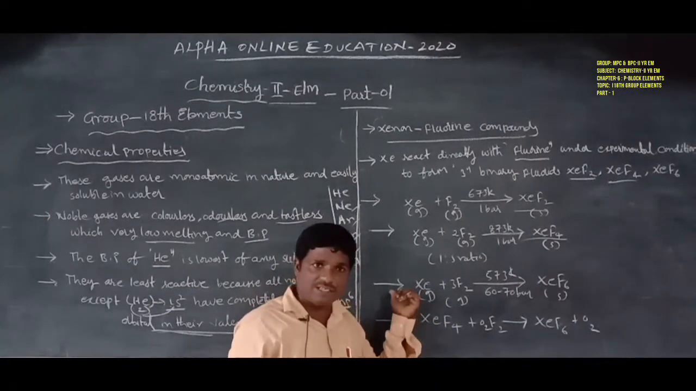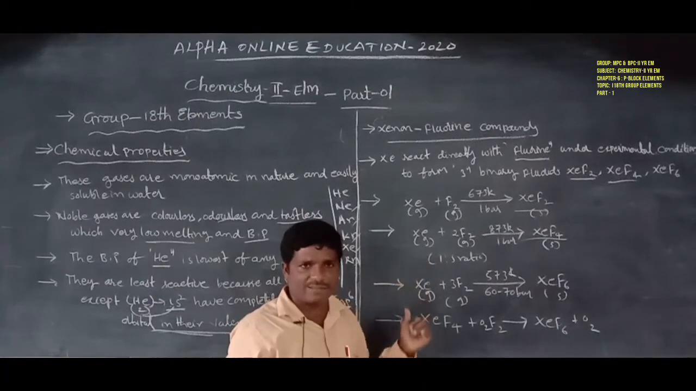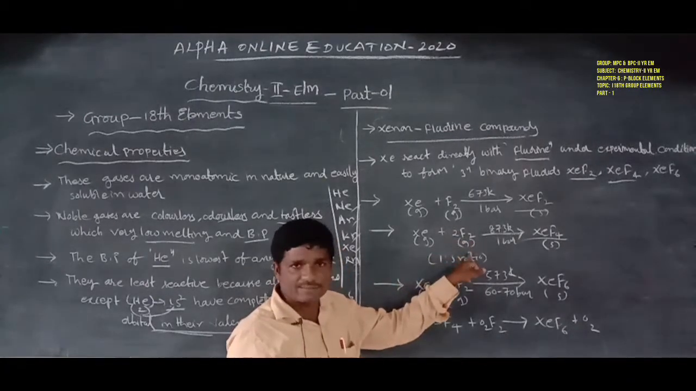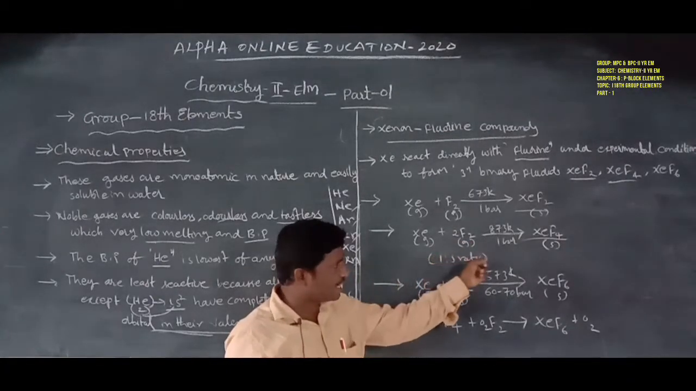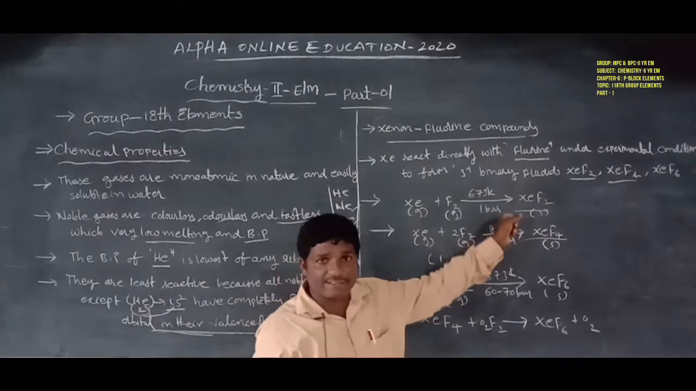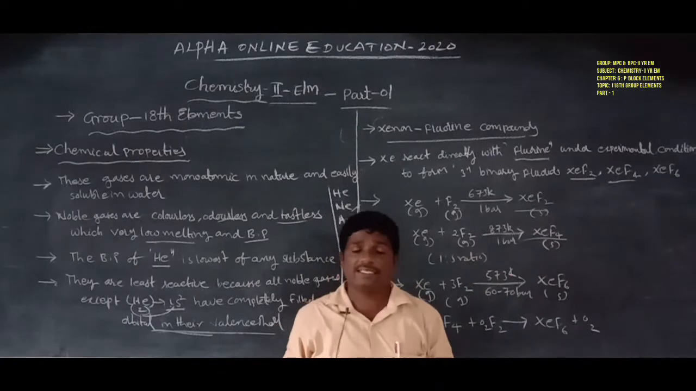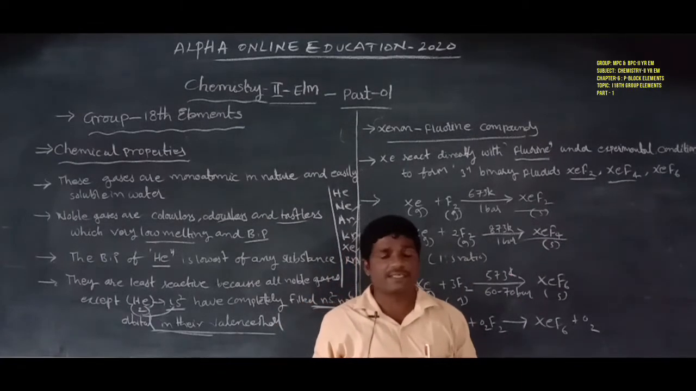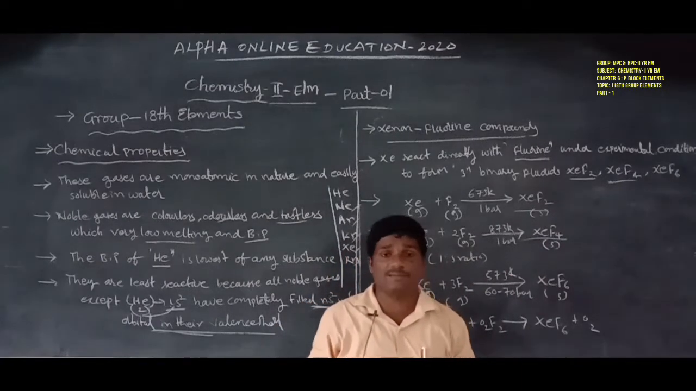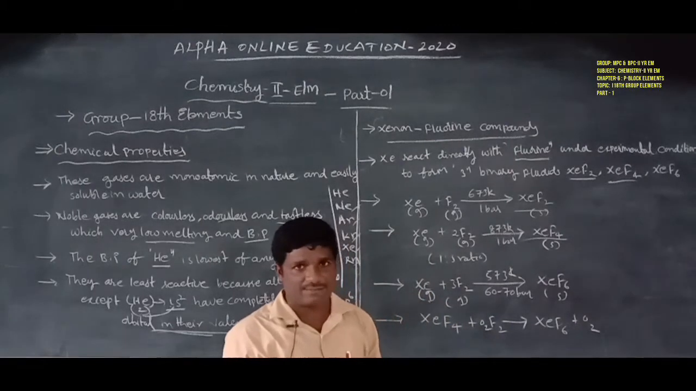That is the preparation of xenon tetrafluoride: xenon reacts with 2 moles of fluorine at a 1:5 ratio, at 873 Kelvin, 1 bar pressure, to form xenon tetrafluoride.